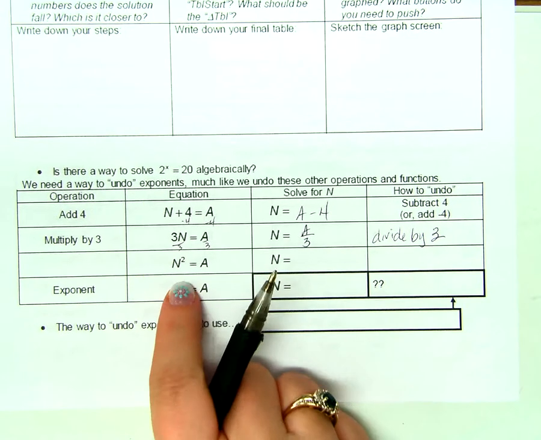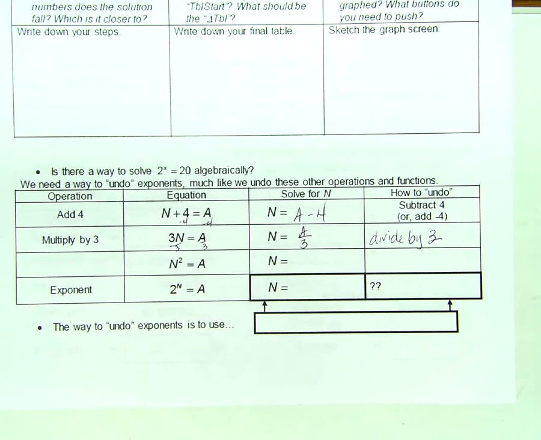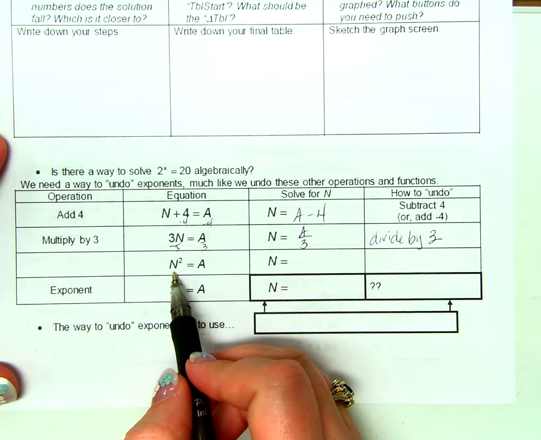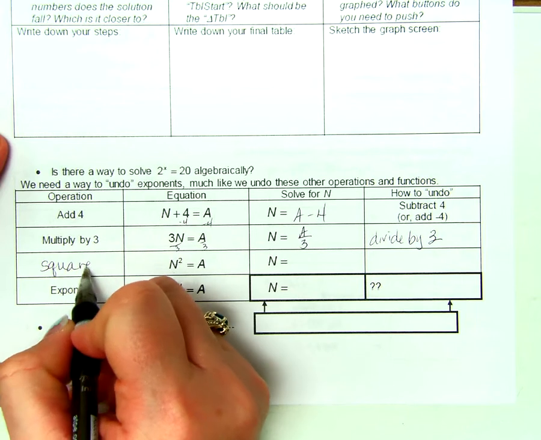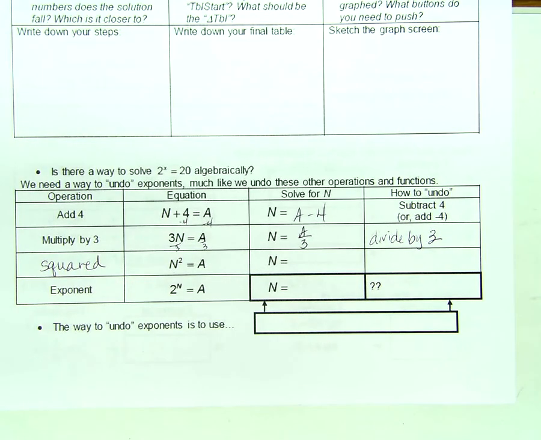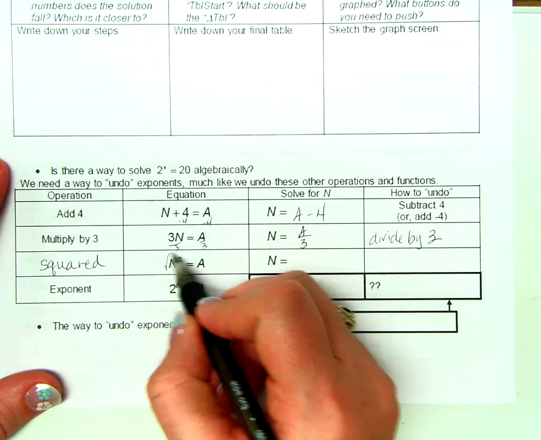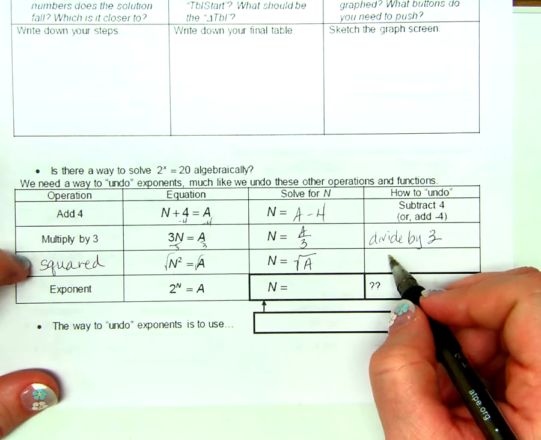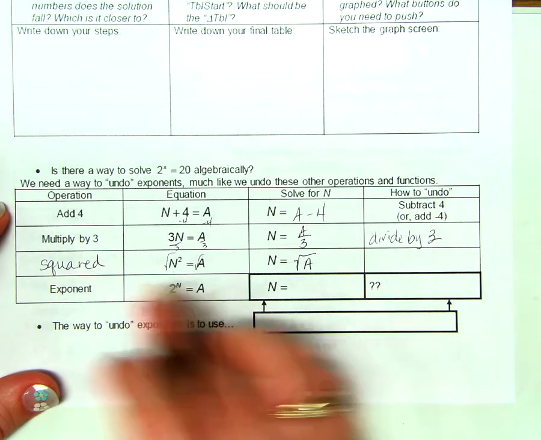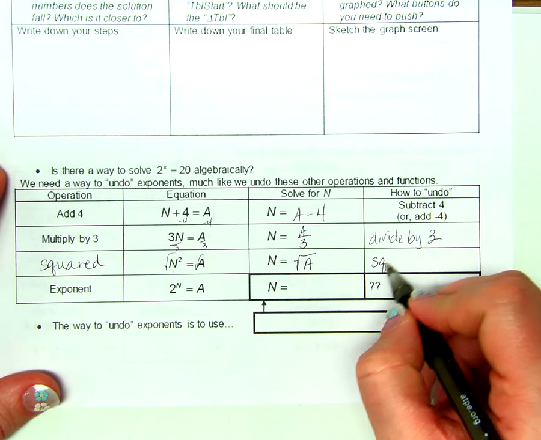What is happening here? What's happening to the n? It's squared, right? Or we're squaring the n. How do we get the n by itself? Square root. So it ends up looking like the square root of A, and we undid squaring something by taking the square root.